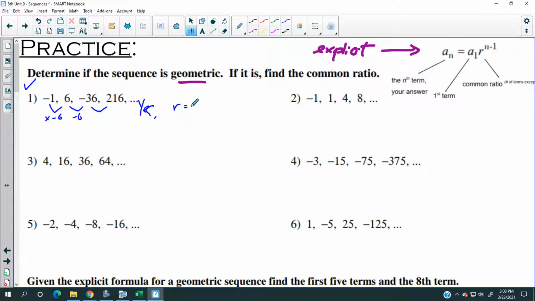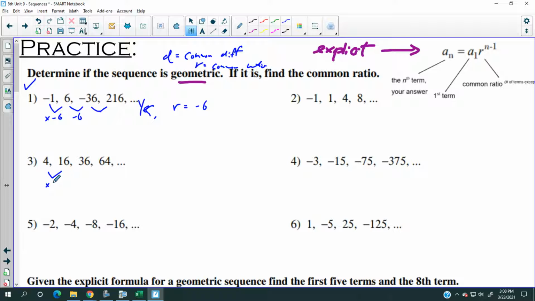We should use R. D is the common difference, looks like that's what people use, and R is the common ratio. That's my handwriting right there for you. What's the ratio? -6. Moving on.